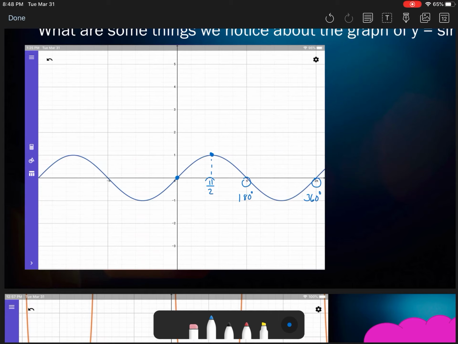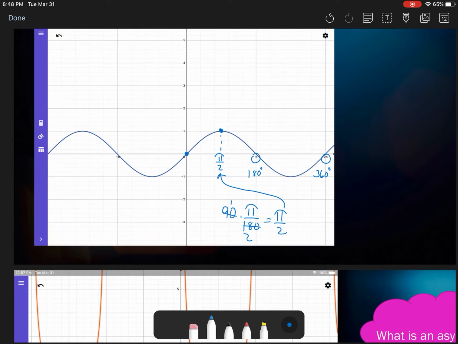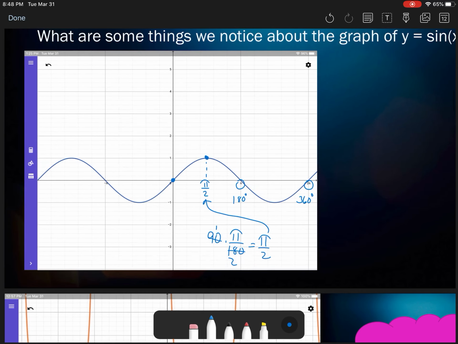Remember now, how do we know that? That's from converting degrees to radians. So for example, 90 degrees, I know that that's pi over 2, because if I were to take 90 and multiply it by pi over 180, I'm going to get pi over 2, which is here. All right. So that's one of the characteristics.